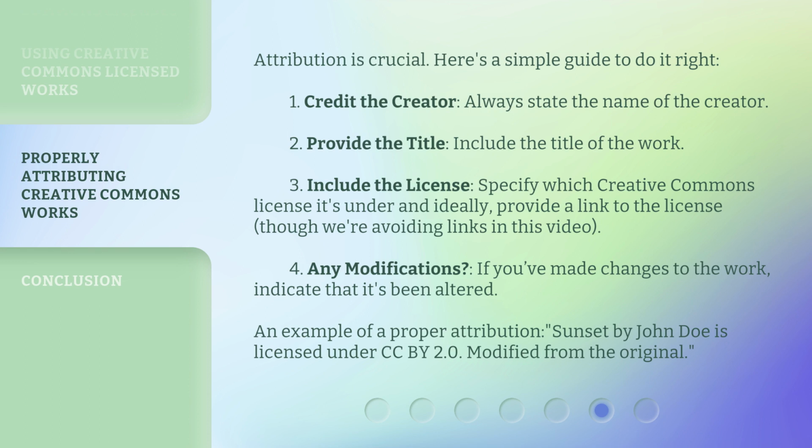4. Any modifications? If you've made changes to the work, indicate that it's been altered. An example of a proper attribution: Sunset by John Doe is licensed under CC BY 2.0. Modified from the original.